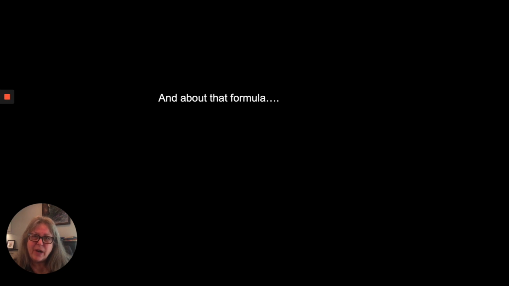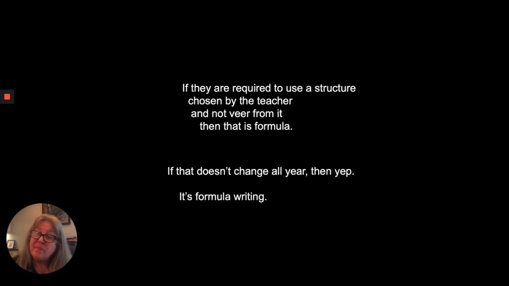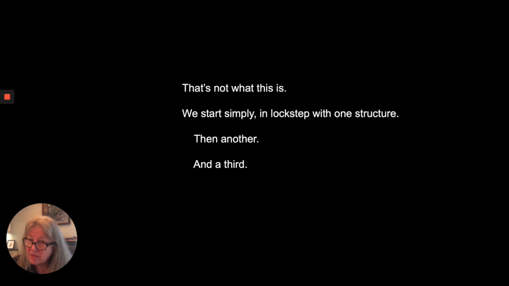Is this formula writing? I've heard people say that, and that tells me they don't really understand this process. If we used one structure, and I chose that structure, and we used it all year long, and they were required to use only that structure, then absolutely it would be formula writing. It would, but that's not what we do. That's not what this is.